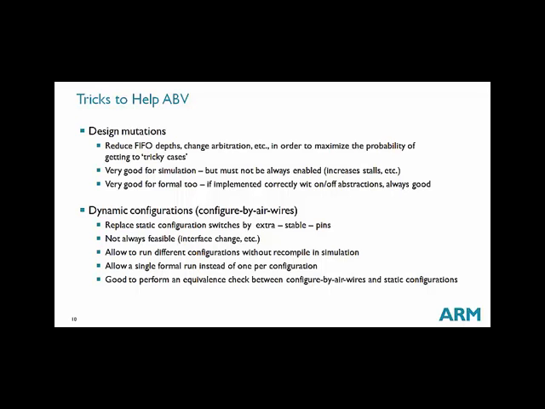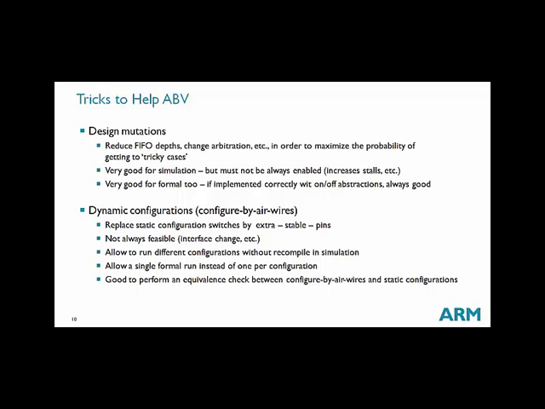We try to use dynamic configurations. That means that instead of having multiple static configurations of the same design, we replace some parameters with what we call air wires, which are undriven signals. So one example is if we have a cache with three different sizes, in the real design that we release to the customer, this size is statically configured. But we can also configure it using an undriven signal.